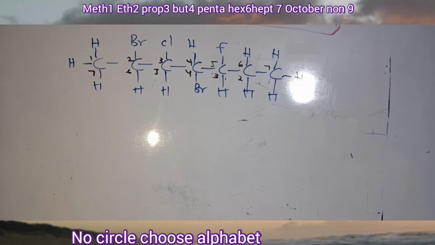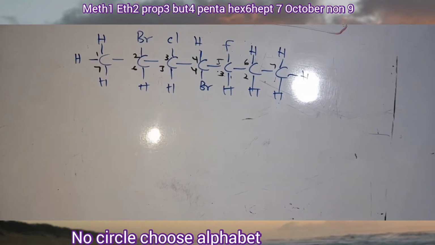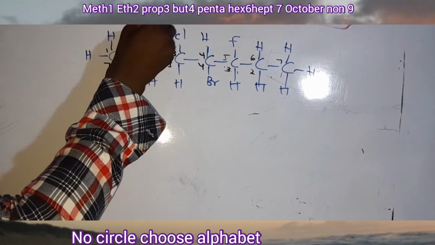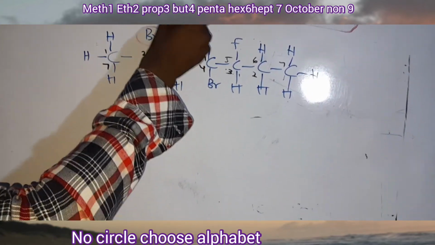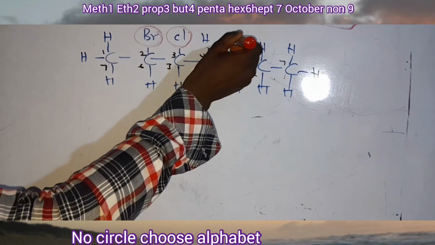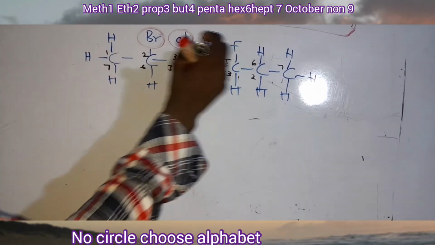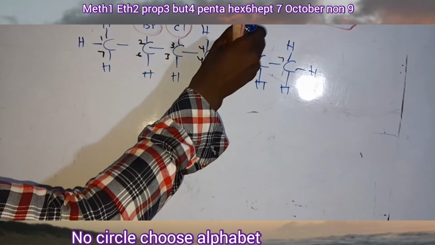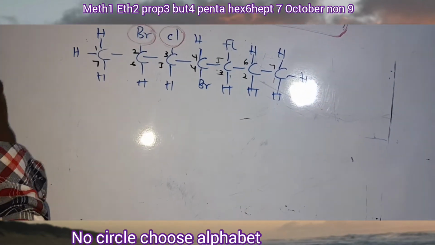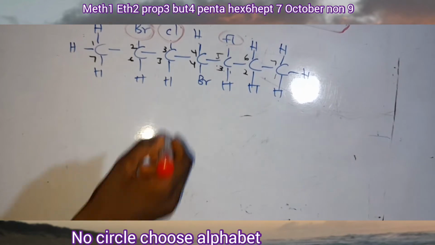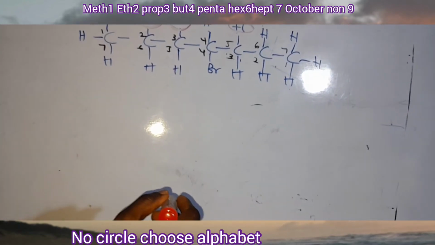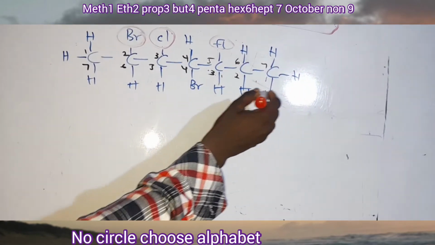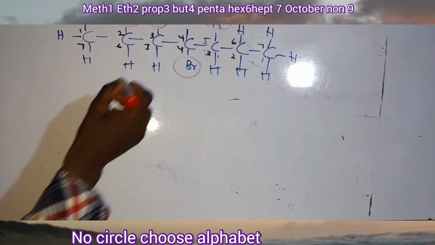Now after I've numbered, what do you do? Circle. We go around anything that has no hydrogen and circle it. This has no hydrogen, so I'll circle it. We'll circle this one too, because chlorine has no hydrogen. Fluorine, I think it's F. So fluorine here, we'll circle that one too. Is that okay? Then we'll go around again. This bromine, we'll circle this one too.